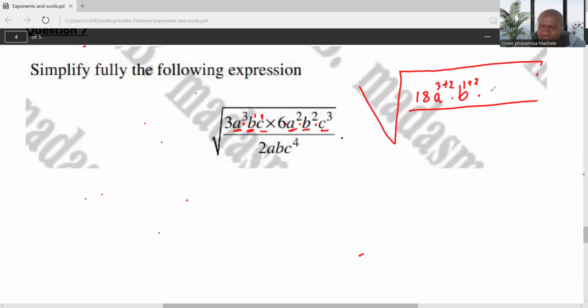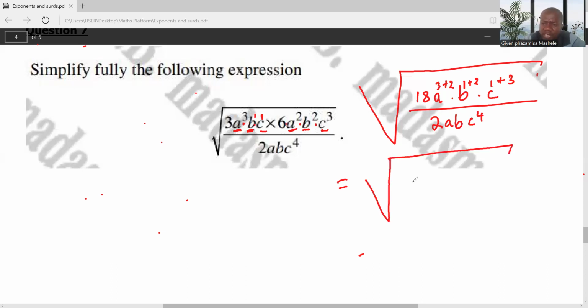Same base. We take one base and we add. So this will be 1 plus 3. So the denominator, what do we have? We have 2abc to the exponent of 4. So what we can do, just write one radical sign.